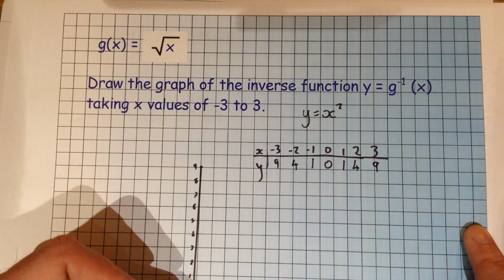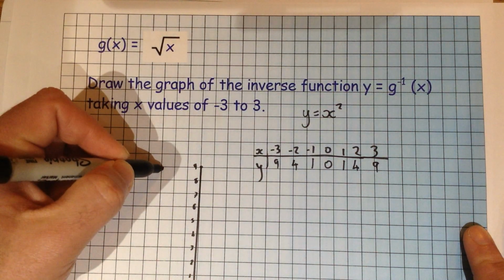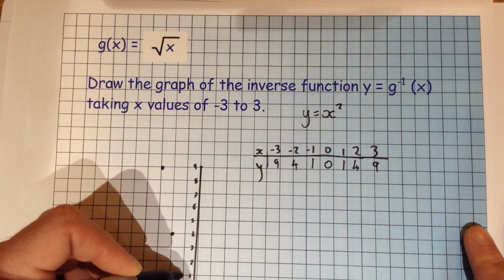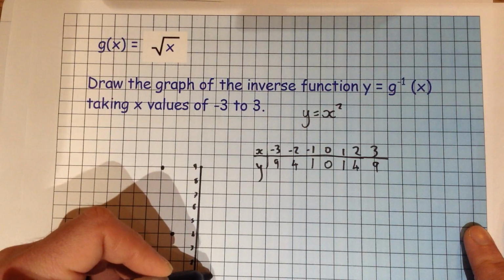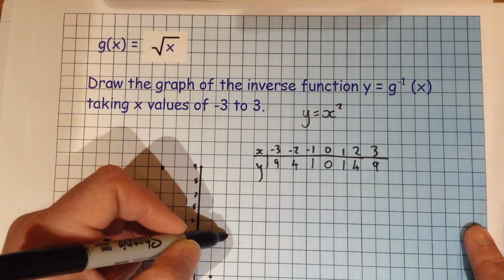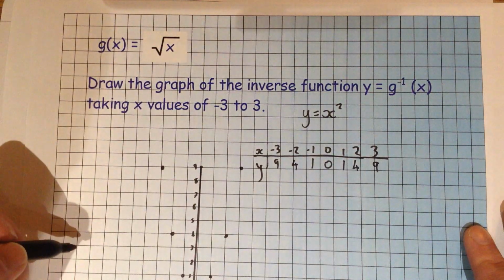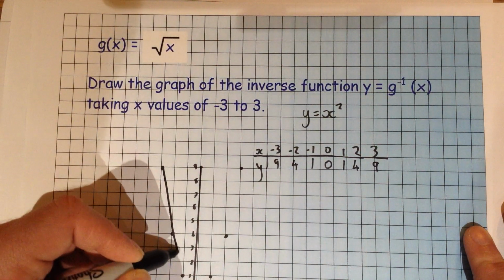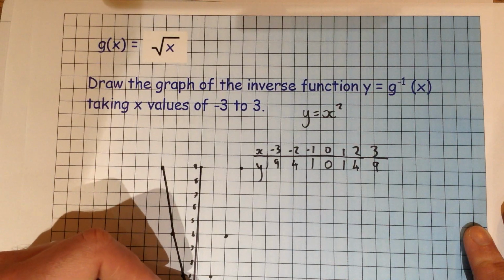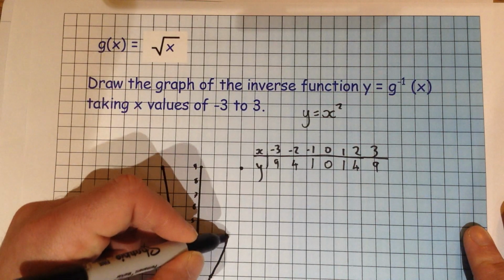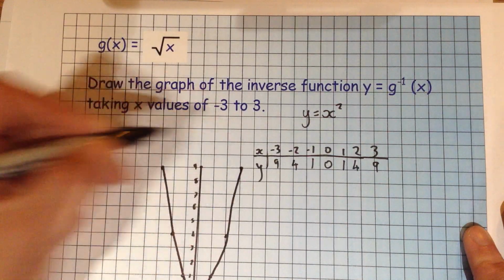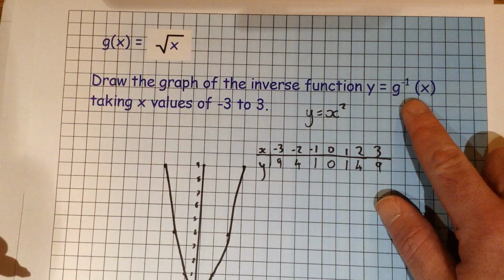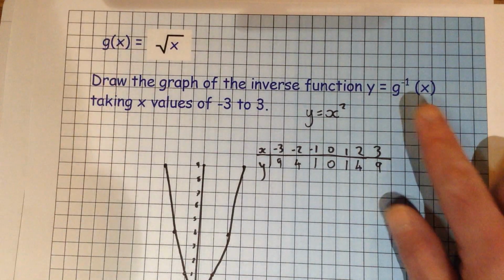We then just need to plot each of these coordinates onto this set of axes that I've drawn ready for the question. And plotting every single one will give us something that looks like this, which we can then join with a nice smooth curve, therefore forming the graph y equals x squared, which is simply the inverse of the square root of x.